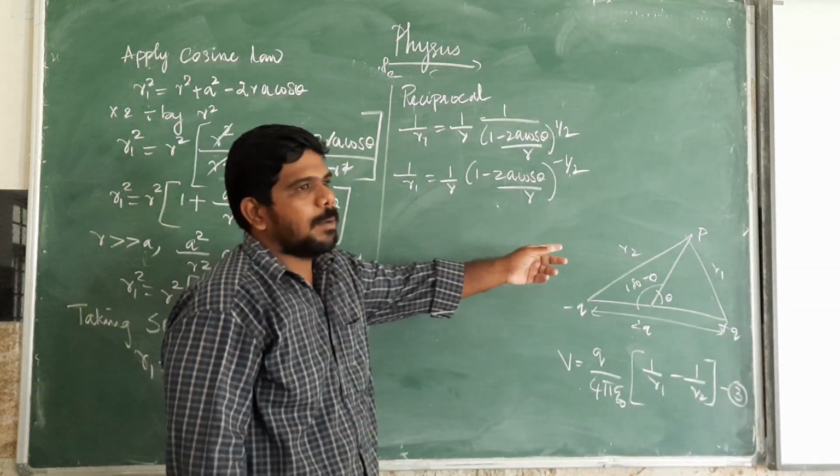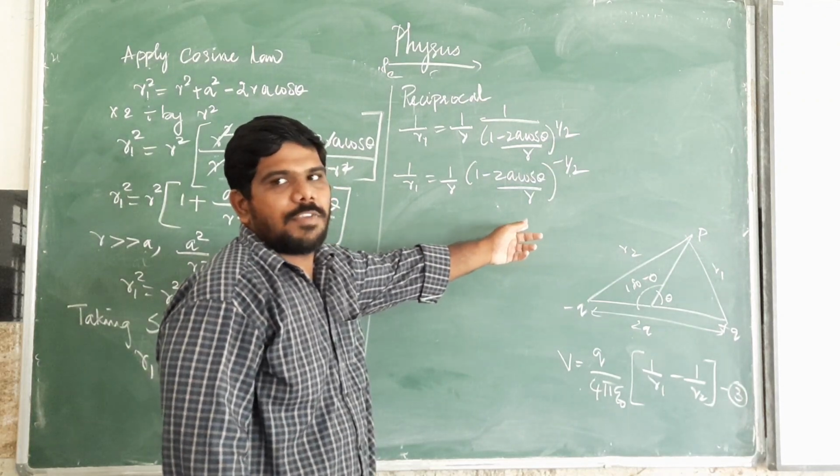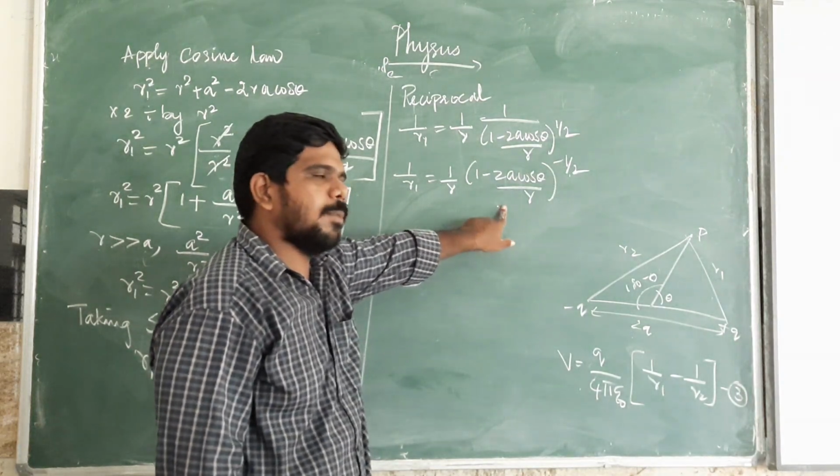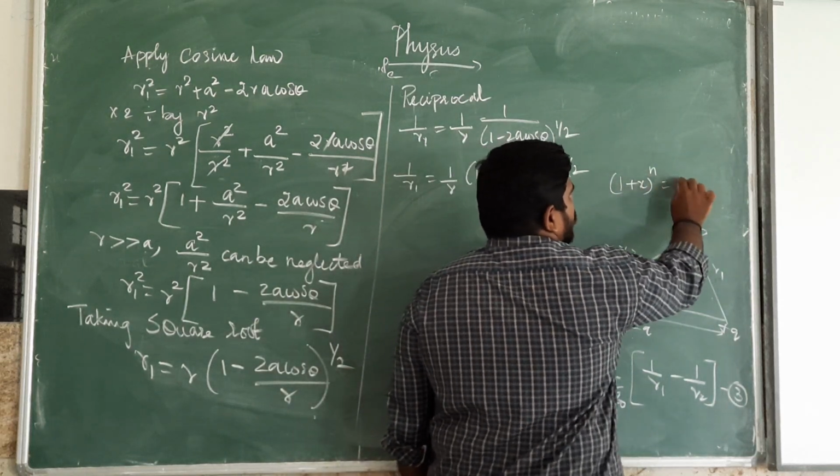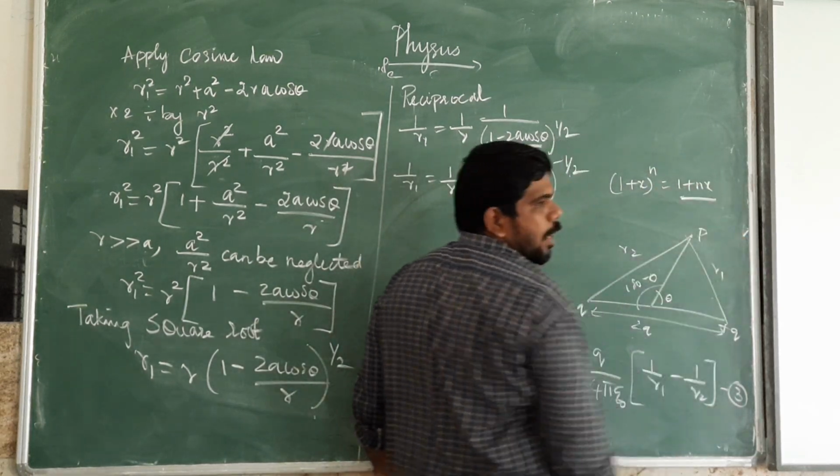Okay. So we know the binomial theorem formula, right? If you are substituting the binomial theorem, what's the formula? 1 plus x the whole power n is equal to 1 plus n into x.